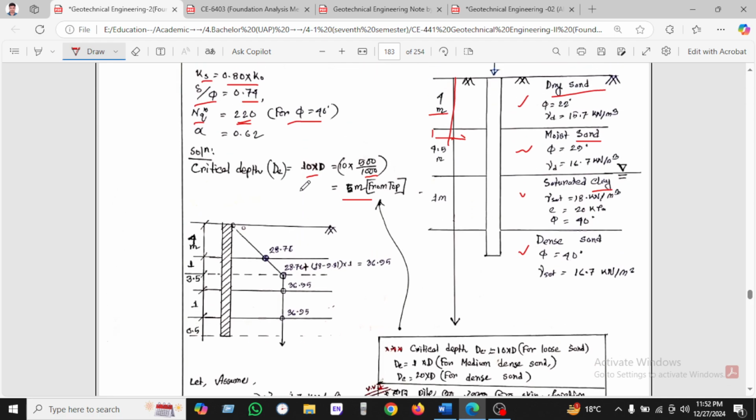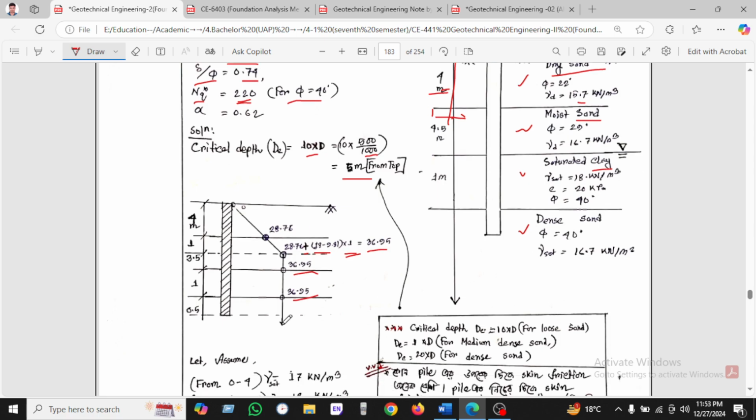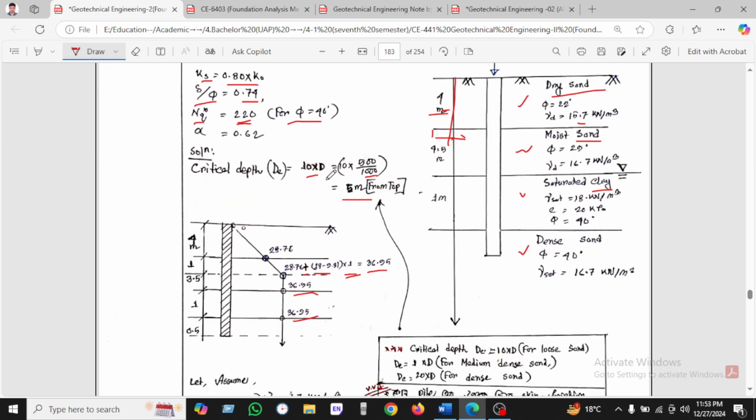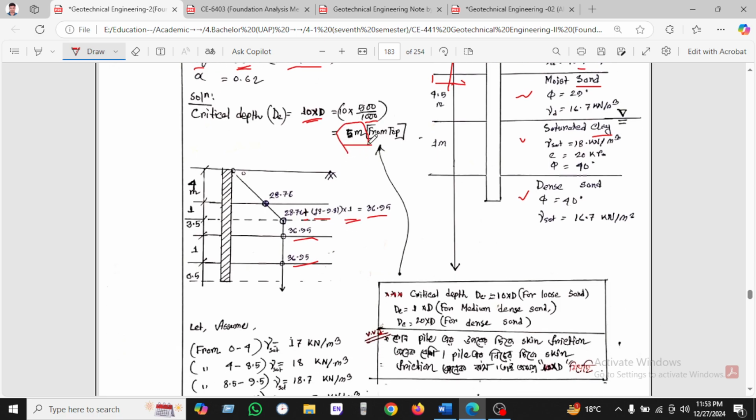Sigma vertical, we know the dry unit weight is 17 and 4 plus. Now we'll take the 1 meter, which is 17 into 18. 18 is given here, the saturated unit weight, 18 minus 9.18 into 1, and found 36.95. So at all the critical depth the sigma critical will remain the same, as the critical depth we found is 10d. That's why it will be 10 meter from top.